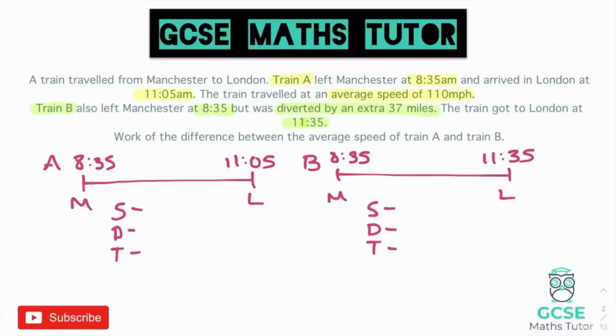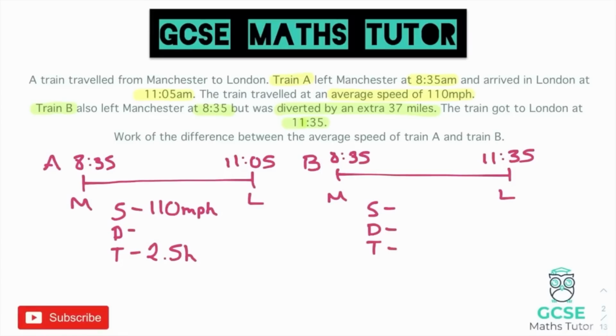So for the first one, train A, it leaves at 8:35 and arrives at 11:05. That is a time of 2.5 hours, so if we keep that in hours, that would be 2.5 hours. It also says it goes at an average speed of 110, that's in miles per hour. So straight away, we're going to be able to work out a distance. Let's have a look at the second part of the journey though.